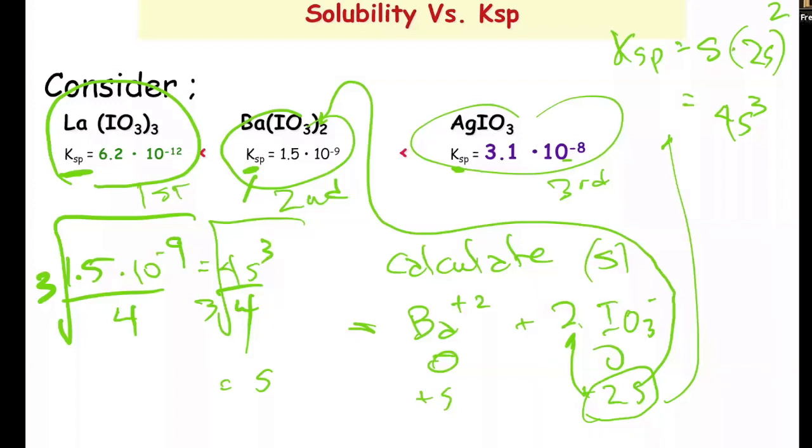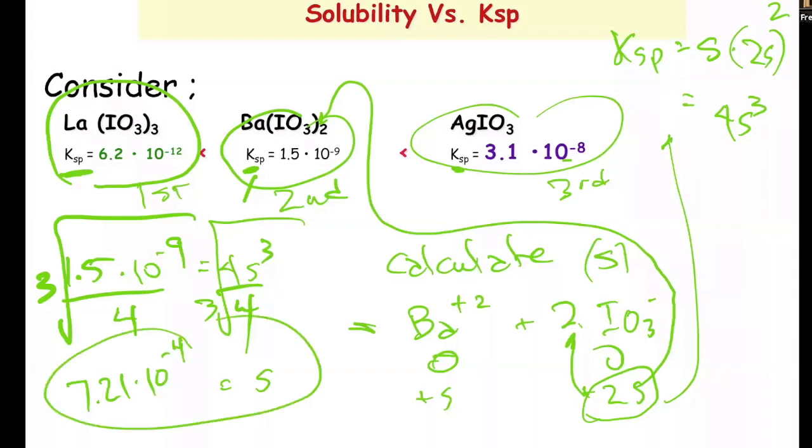In my calculator, when I do that, I get the following. 1.5 to the negative 9, enter, divide by 4, cube root. So I get 7.21 times 10 to the minus 4. That's my solubility for that.